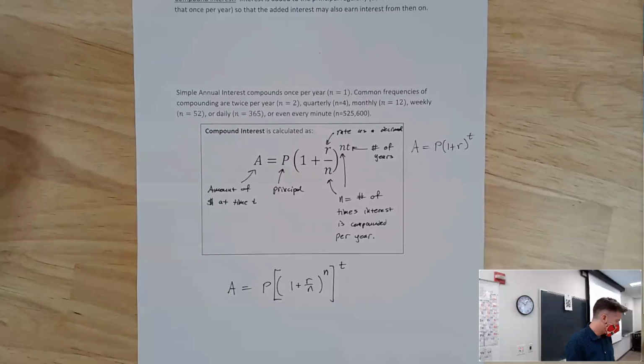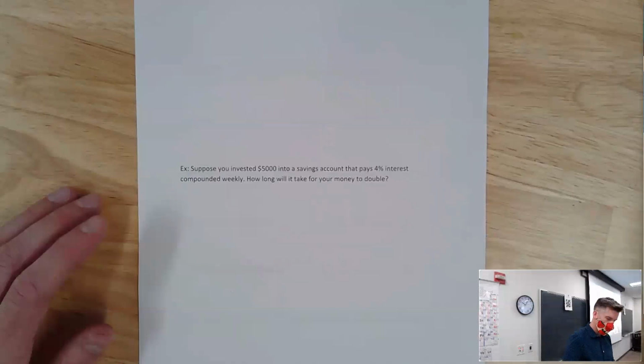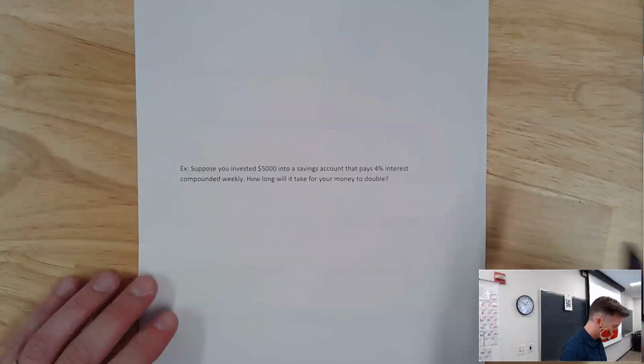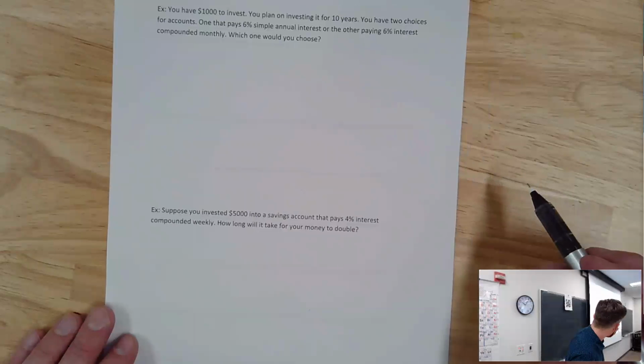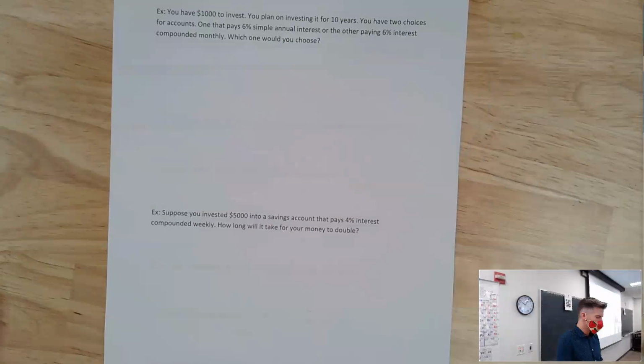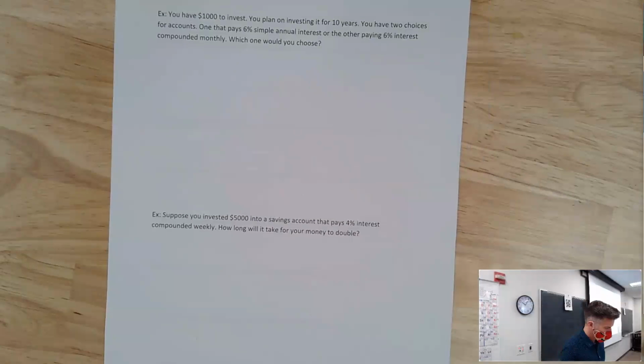Let's look at an example. We have $1,000 to invest. You plan on investing it for 10 years, and you have 2 choices for accounts. One pays 6% simple annual interest, or the other pays 6% interest compounded monthly. Which one should we choose? And obviously, the goal is to make more money, so we're going to choose the one where we get more money.